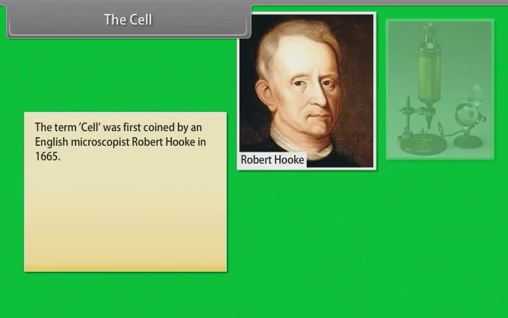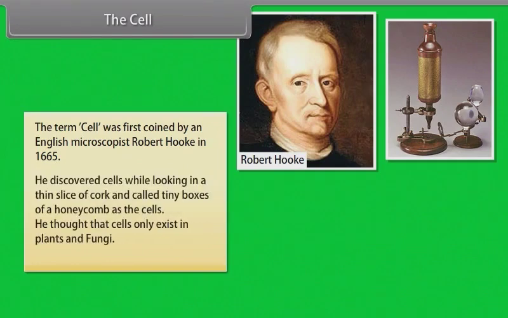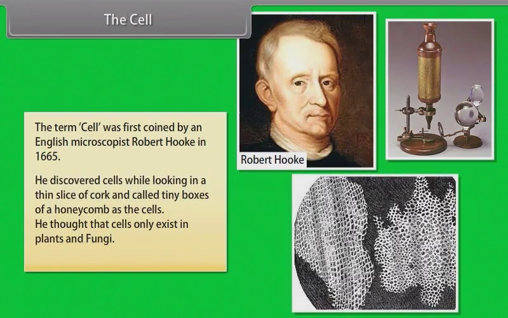The term cell was first coined by an English microscopist, Robert Hooke, in 1665. He discovered cells while looking at a thin slice of cork and called the tiny boxes of a honeycomb cells. He thought that cells only exist in plants and fungi.